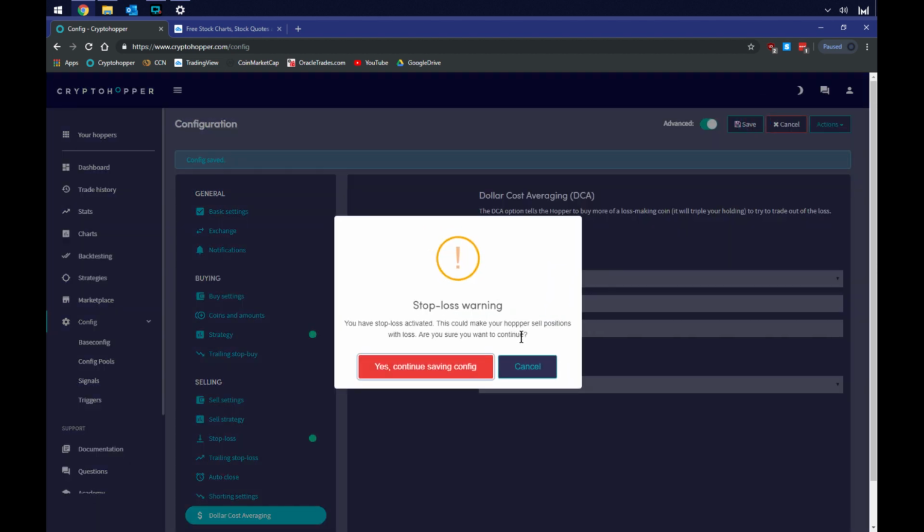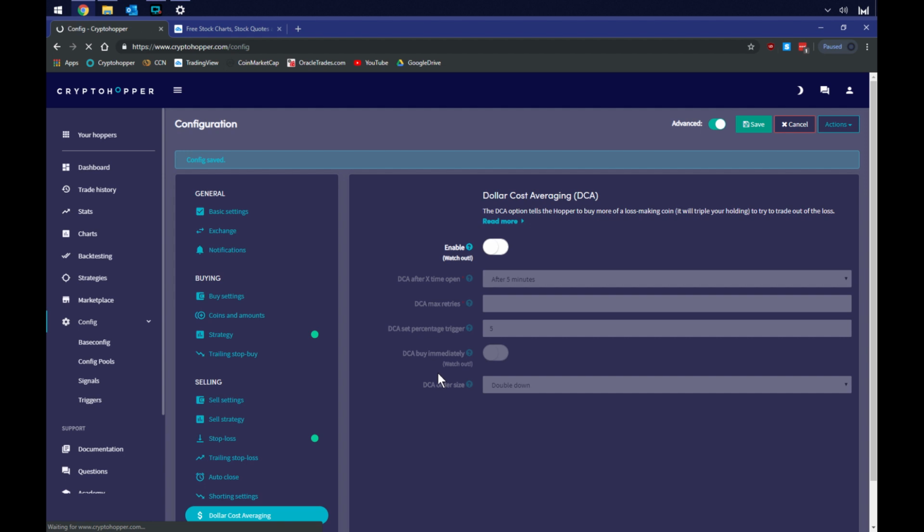Alright, so let's save the configuration one more time, and congratulations, you've completed your very first Hopper config. In the next tutorial, we will be looking at building our first trading strategy.